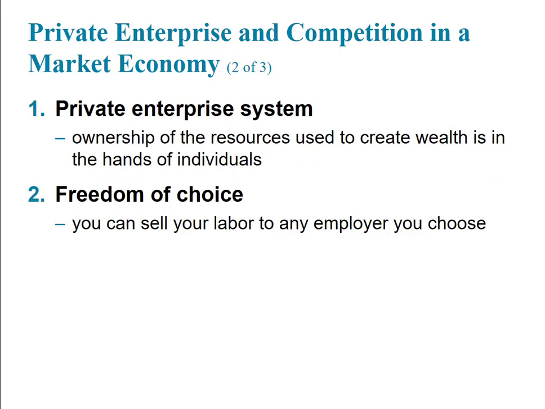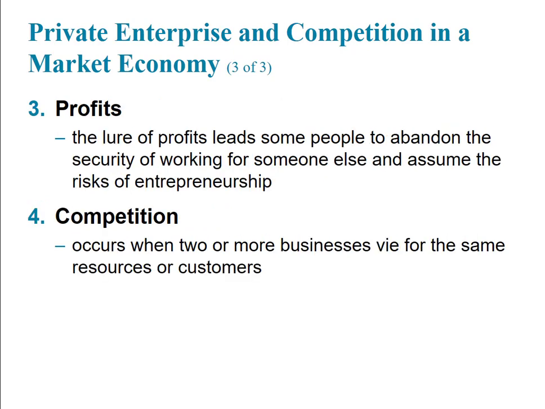Other areas here are the freedom of choice. Freedom of choice is the ability to choose where to work and what to buy. I choose where I want to be employed, and I choose what products or services I want to buy. The private enterprise system is that ownership of the resources used to create wealth, and all of those responsibilities are on the individual. Talk about profits. I mentioned this before. This is the ability to take all the risk to earn profit, which is beyond the amount of money that you've put in, those resources we talked about. Competition. This is the ability to compete for customers and even scarce resources.